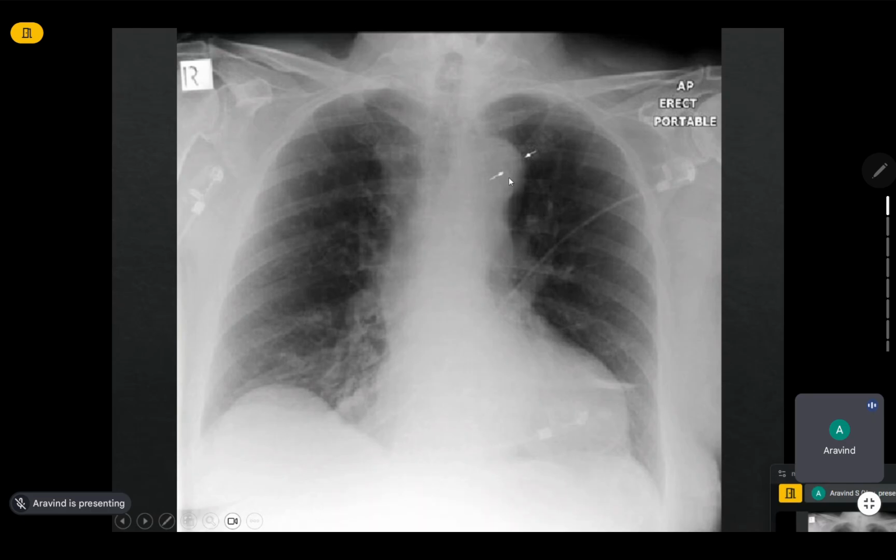So the distance between these two borders, the calcified line in the knuckle on the X-ray, must be less than 0.5 centimeters. If it is greater than 0.5, it is indicative of aortic dissection. If it is more than one, it's a very significant finding.